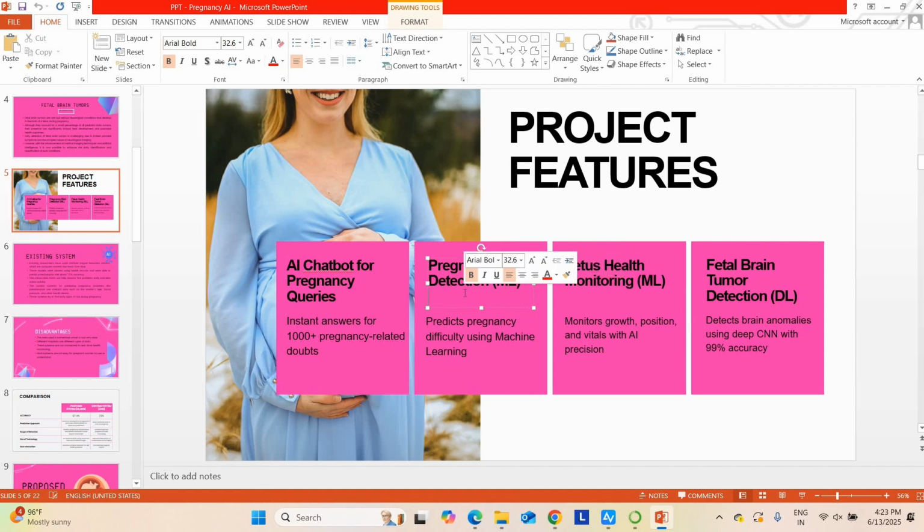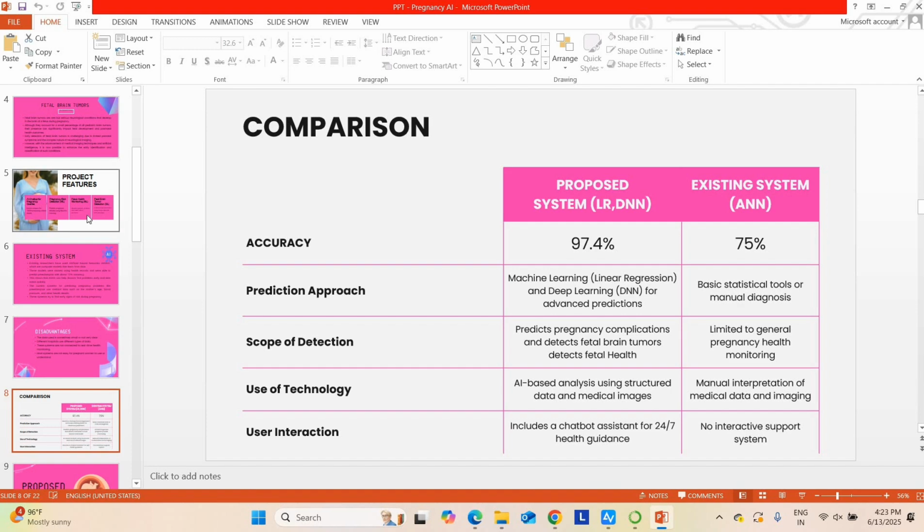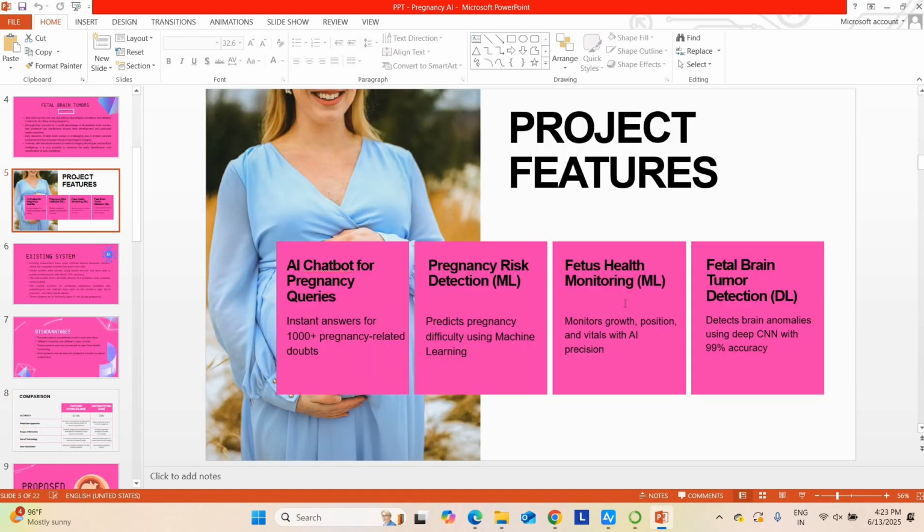Additionally, we are using pregnancy risk prediction, same as the base paper, but we are using a modified algorithm, linear regression. With the help of that, we are getting an accuracy of around 97.4%. This is higher compared to the base paper. The third feature is fetus health monitoring.